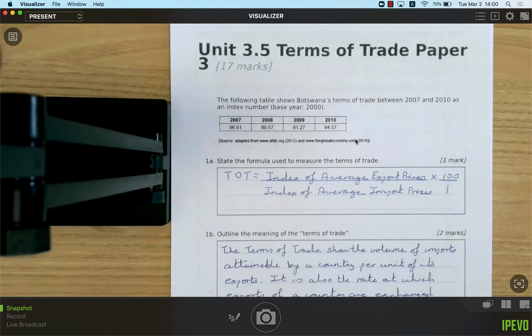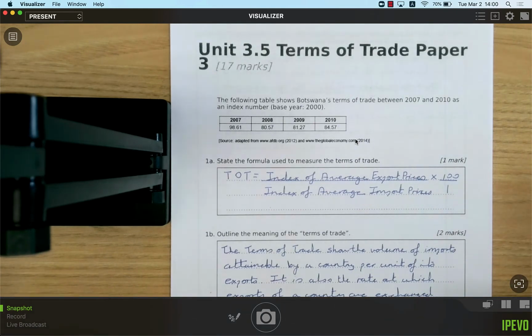Well, what we've got here is simply TOT, or terms of trade, is the indexed value of export prices divided by an indexed value of import prices, and that's multiplied by 100 over 1. And that's simply all it is. And you'll be given these indices and stuff like that.